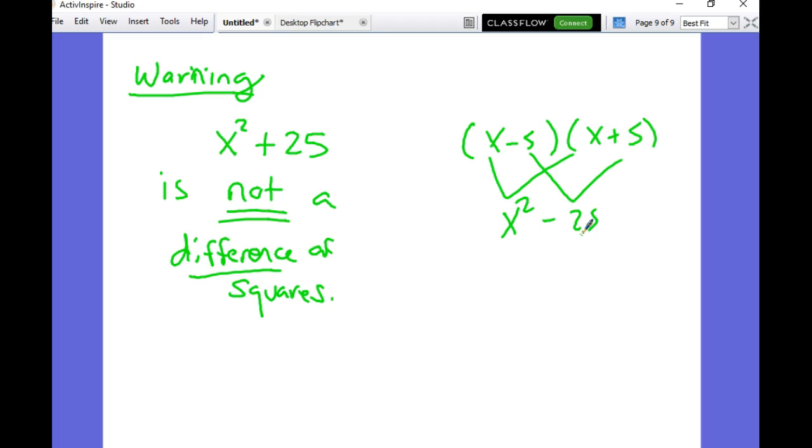This is actually what we call a prime number. You guys know what prime numbers are, right? Prime is where you can't split it apart into something. Like 3, what are you going to do? 3 times 1? It's the same thing, right? Well, polynomials work the same way. If you can't split them apart, they're called prime. So this is a prime polynomial. You cannot factor it. It is not a difference of squares.